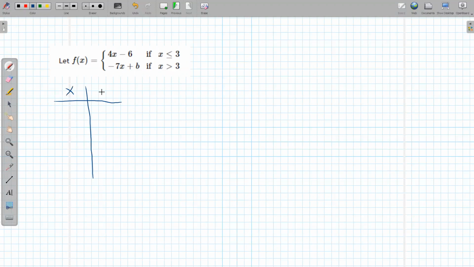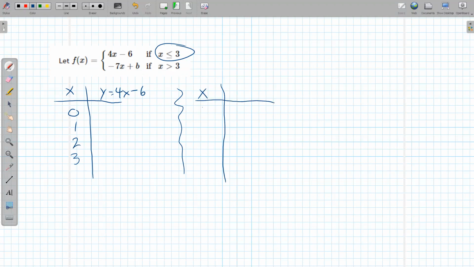So x versus y here. If I happen to pick numbers that are less than or equal to 3, for example, like 0, 1, 2, and 3, then y is equal to 4x minus 6. However, if I happen to pick x values that are greater than 3, like 4, 5, or 6, then I have to let y equal negative 7x plus b, right?